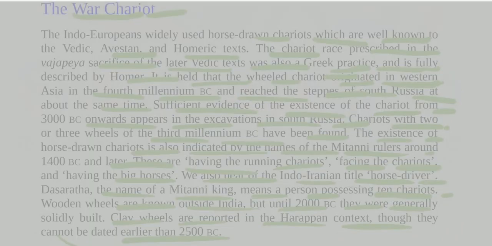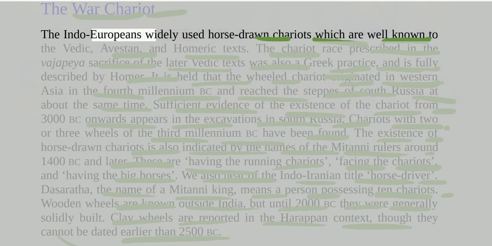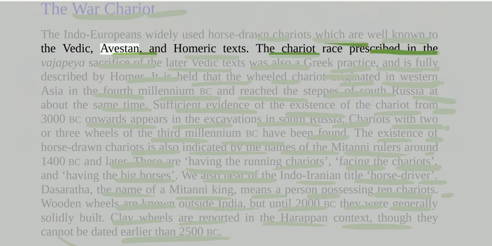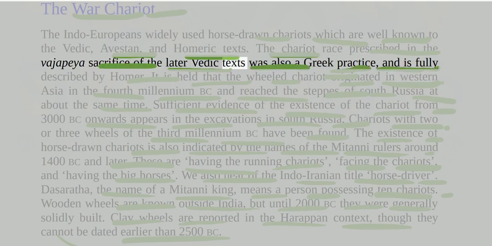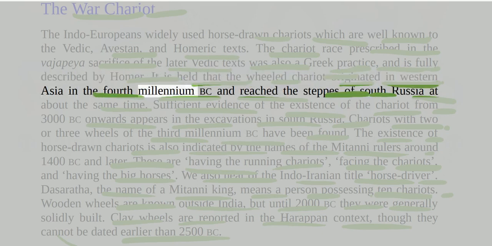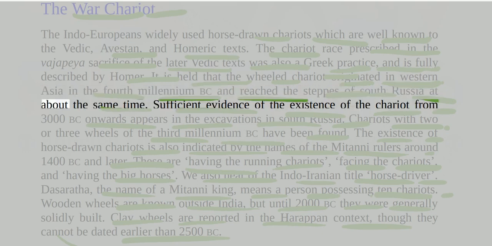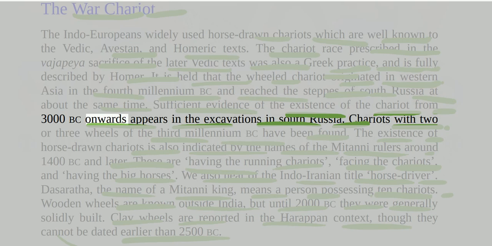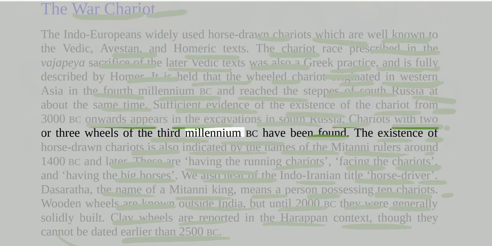The war chariot. The Indo-Europeans widely used horse-drawn chariots, which are well known to the Vedic, Avestan, and Homeric texts. The chariot race prescribed in the Vajapeya sacrifice of the later Vedic texts was also a Greek practice, and is fully described by Homer. It is held that the wheeled chariot originated in Western Asia in the 4th millennium BC and reached the steppes of South Russia at about the same time. Sufficient evidence of the existence of the chariot from 3000 BC onwards appears in the excavations in South Russia. Chariots with 2 or 3 wheels of the 3rd millennium BC have been found.